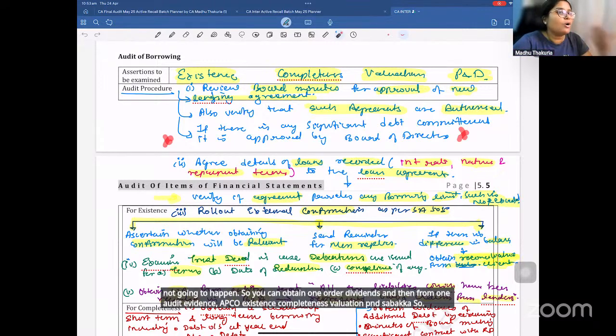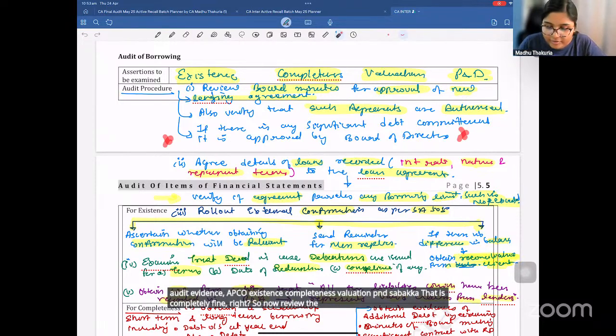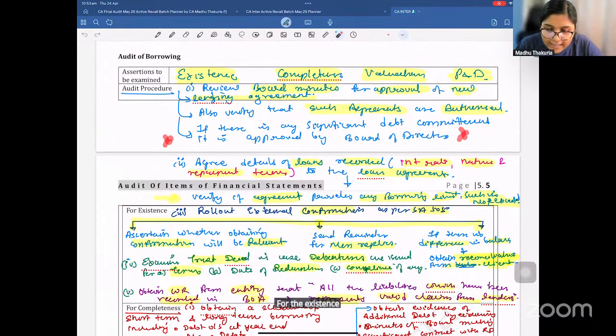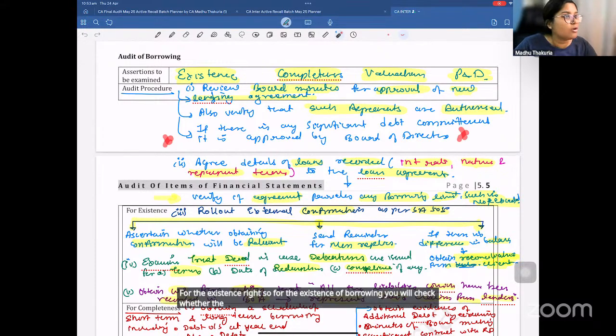Many times the points may seem overlapping, and that is completely fine. Now review the board. Whenever you have to perform procedures for the existence of borrowing, you will first check the board minutes.